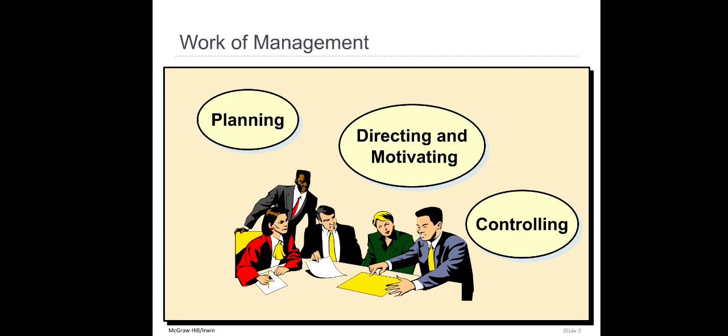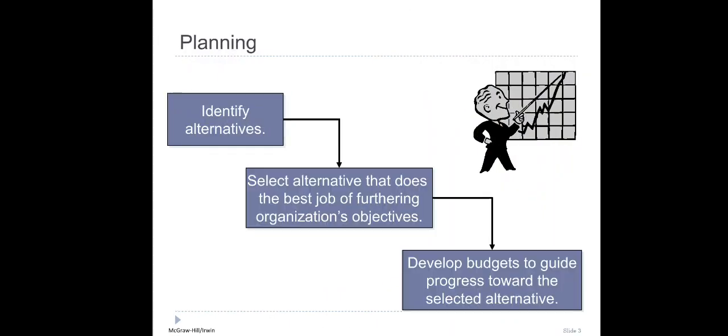So basically, if a person is a manager, he will do 3 functions. First, he will do planning. Second, directing and motivating. And the third function is controlling. So we will see one by one.